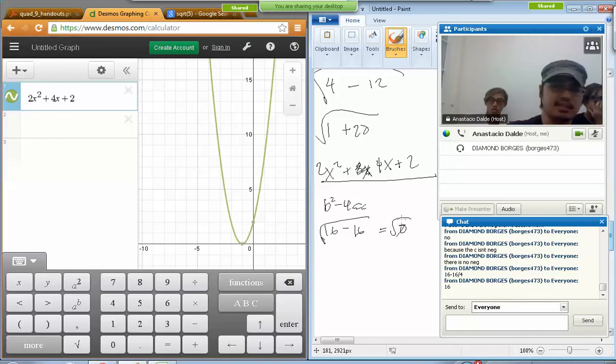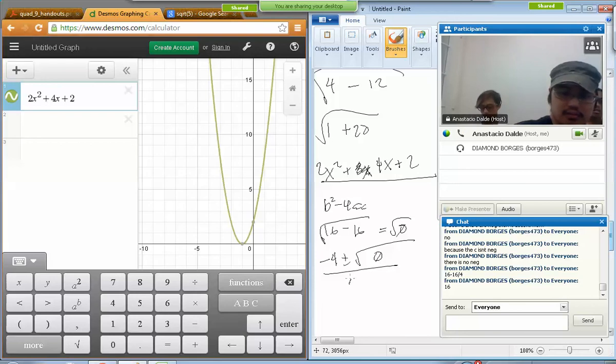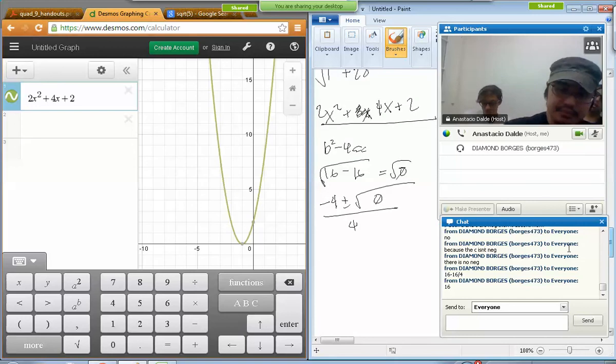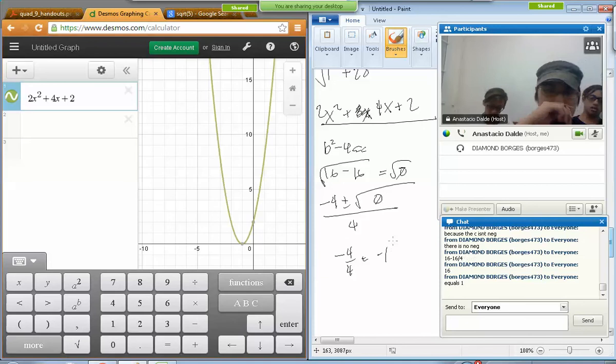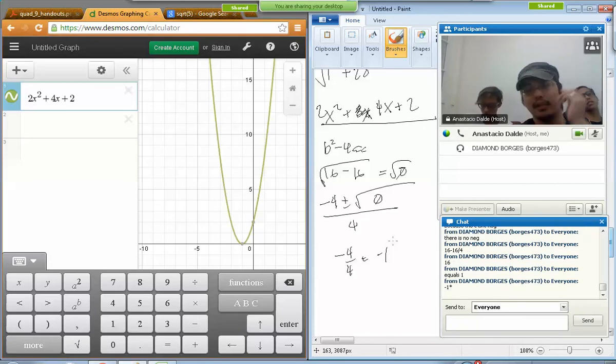Wait, let's plug this into the quadratic equation. Let's do the full quadratic equation. Negative b, which is negative 4, plus or minus the square root of, well, we already know what the square root stuff is going to be. It's going to be 0. All over 2a, which is 4. That's negative 4 over 4, which is negative 1. The discriminant is 0. So that means it's not going to have a plus or minus. We're not going to have two answers now. We just have one answer, because you can't plus or minus 0. That doesn't change anything. We cool?